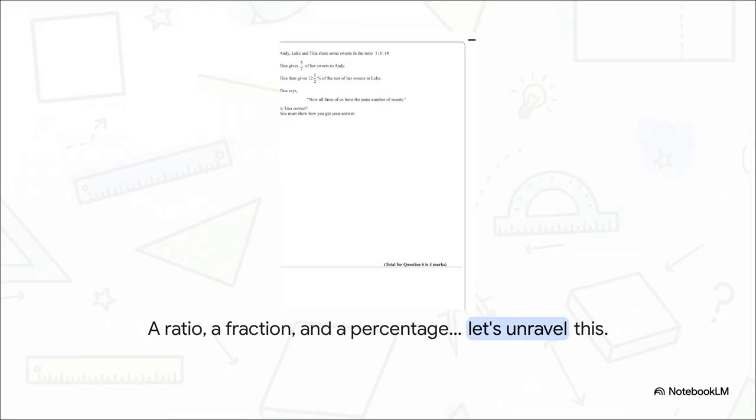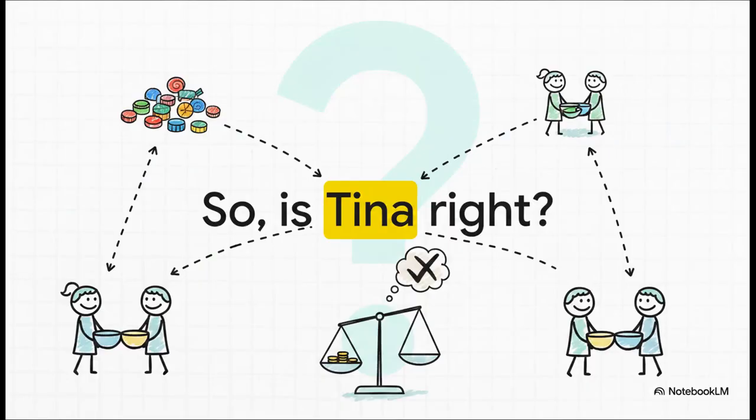Okay, so here it is, the problem we're going to tackle, taken right from a GCSE higher tier paper. We've got Andy, Luke, and Tina, and they start by sharing sweets in a certain ratio. Then, some of those sweets start getting passed around. The big question at the end is: is Tina telling the truth? And we have to show our work to prove it. So yeah, that's what this whole thing boils down to. After Tina gives away some sweets, not once, but twice, does everyone actually have the same amount? That's what we've got to figure out.